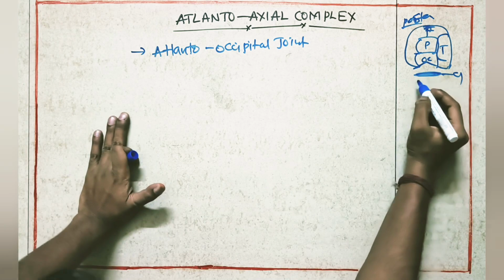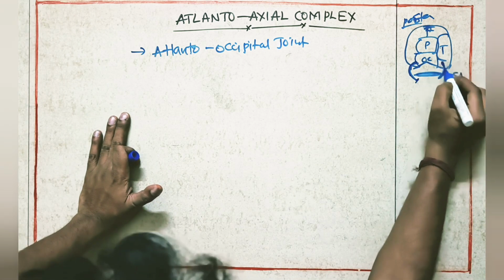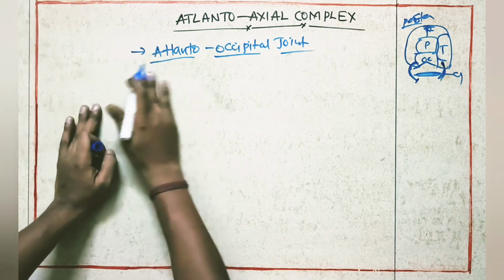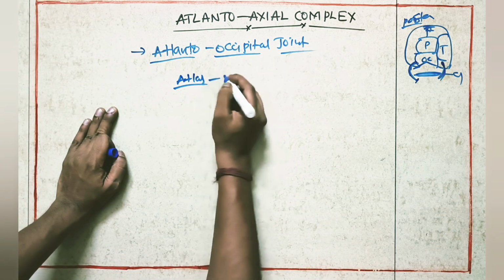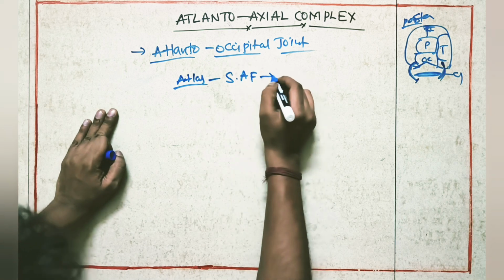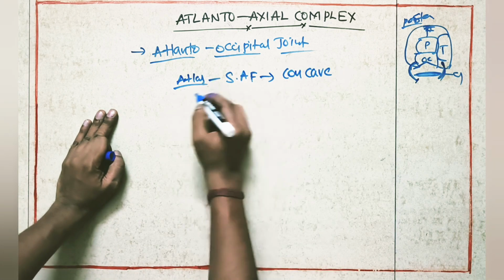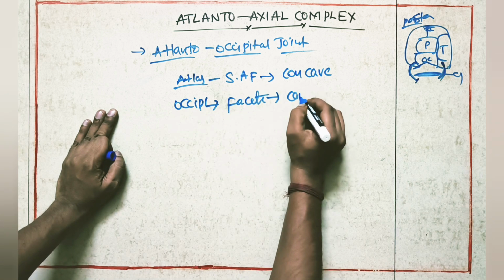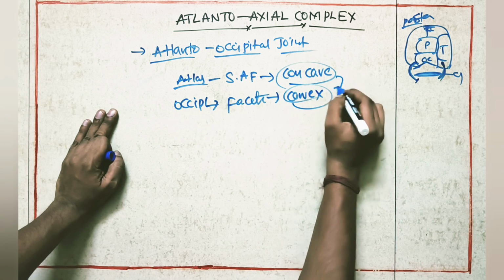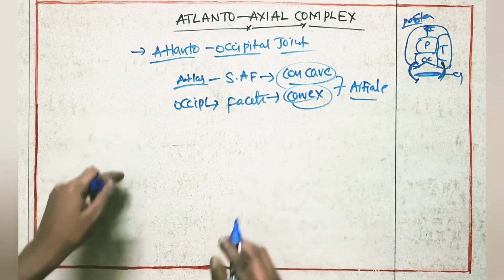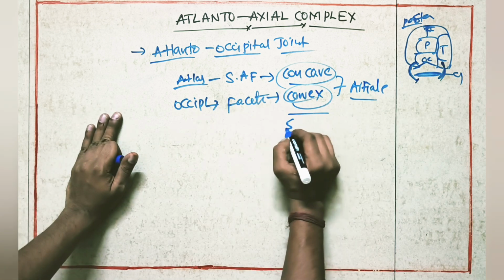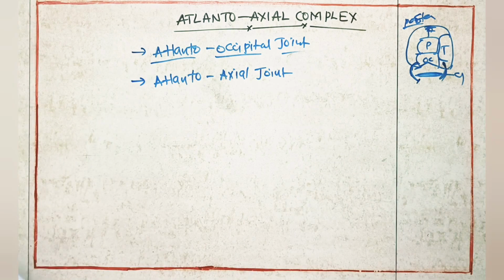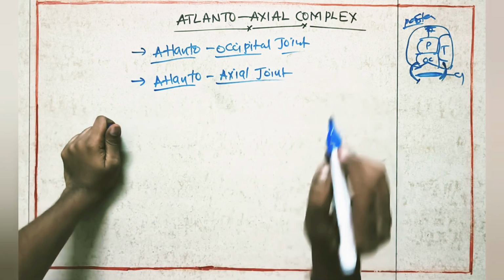So the connection between atlas and occipital bones is nothing but the atlanto-occipital joint. Here the point is, the atlas superior articular facets will be in concave shape, and the occipital condyles will be in convex shape. These two are going to articulate, so it is a synovial joint, and that too a plain variety synovial joint.